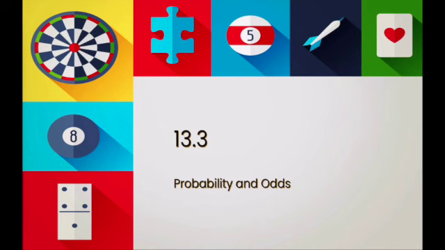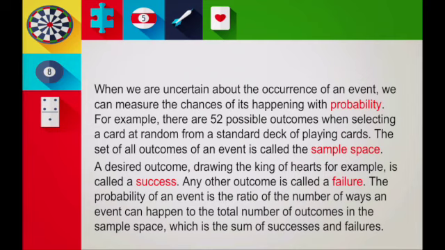Section 3, probability and odds. When we're uncertain about the occurrence of an event, we can measure the chances of its happening with probability.